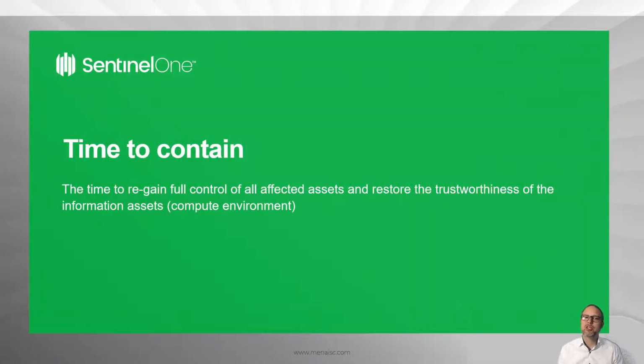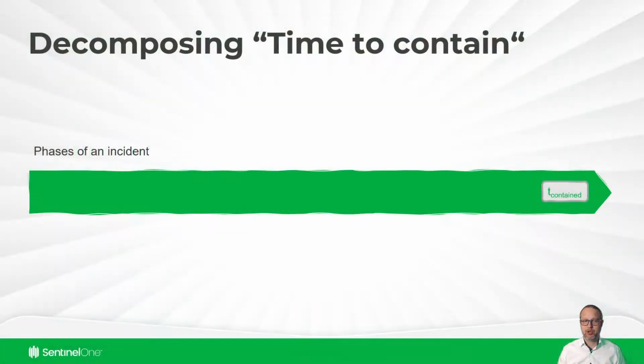It's the time to regain the full control of all the affected assets, and then to restore the trustworthiness of those information assets. So you go back to a trusted state, from having it compromised to a trusted state. And minimizing that time to contain, that's key to effective protection. So when we decompose that time to contain that occurs during an incident, here's what it can look like. This is a phased model. It's not mine. I'll talk about it later.